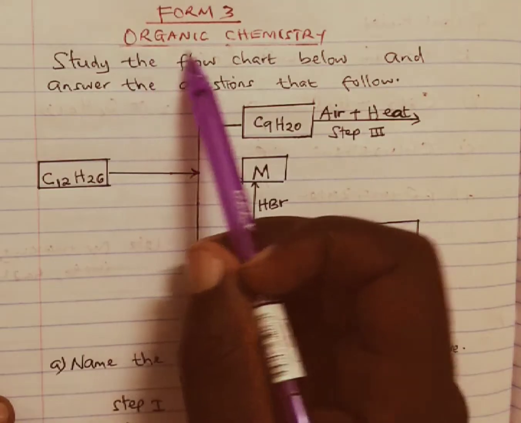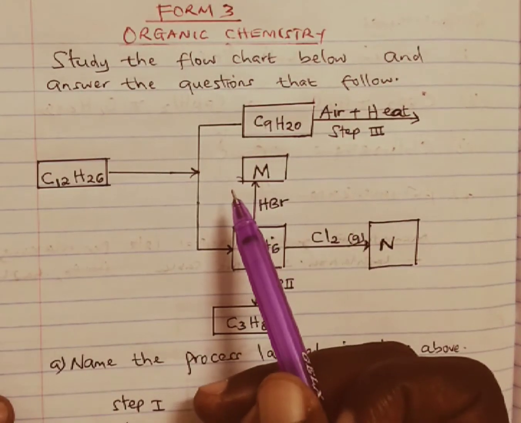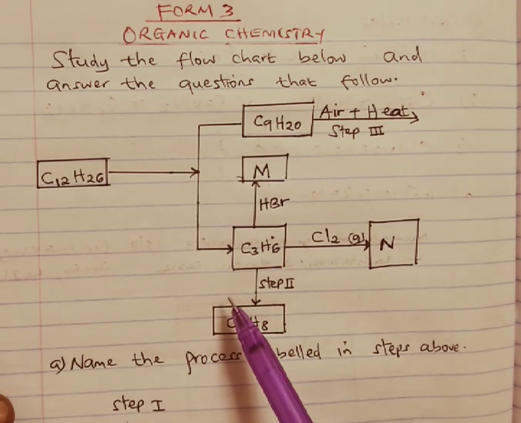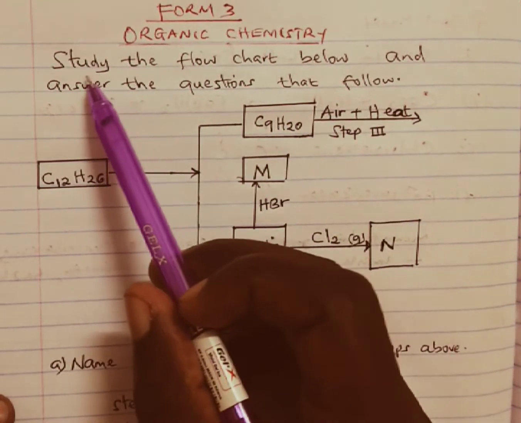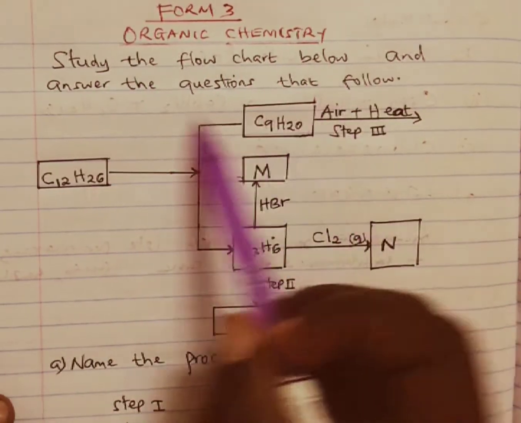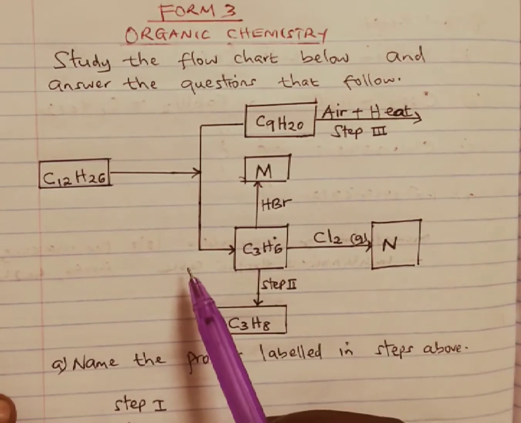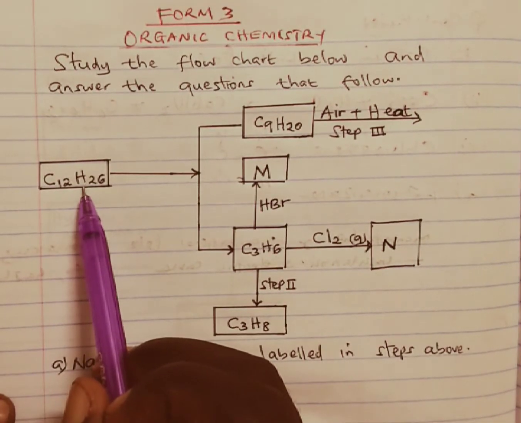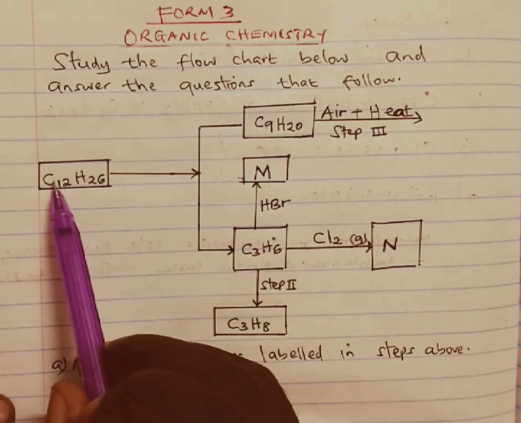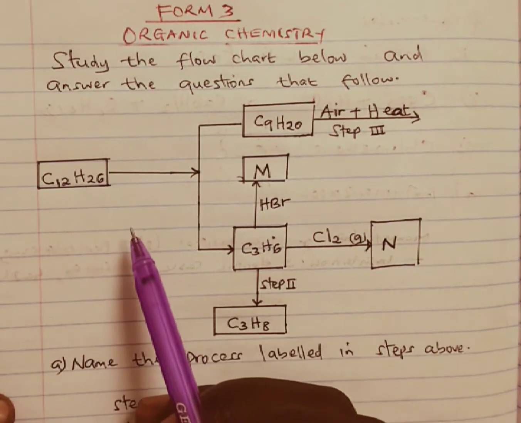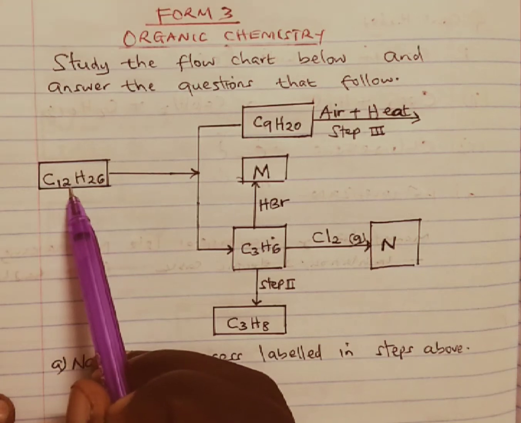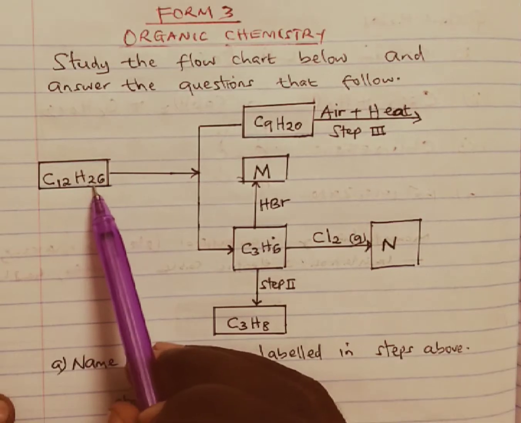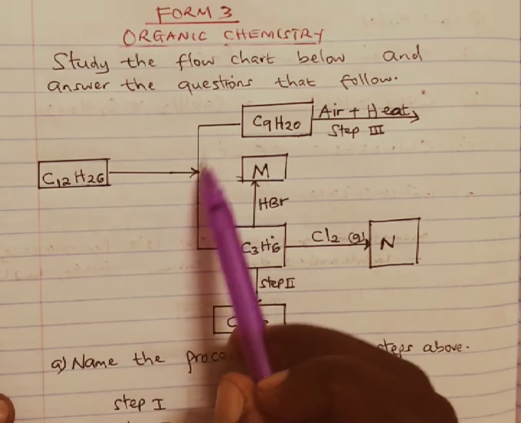Today again we are going to look at organic chemistry, a flowchart that summarizes some of the major steps in this topic. And the question we have reads, study the flowchart below and answer the questions that follow. The flowchart begins from this hydrocarbon, and remember a hydrocarbon is a compound that is made up of carbon and hydrogen. We have C12H26, and this hydrocarbon is being split into two.